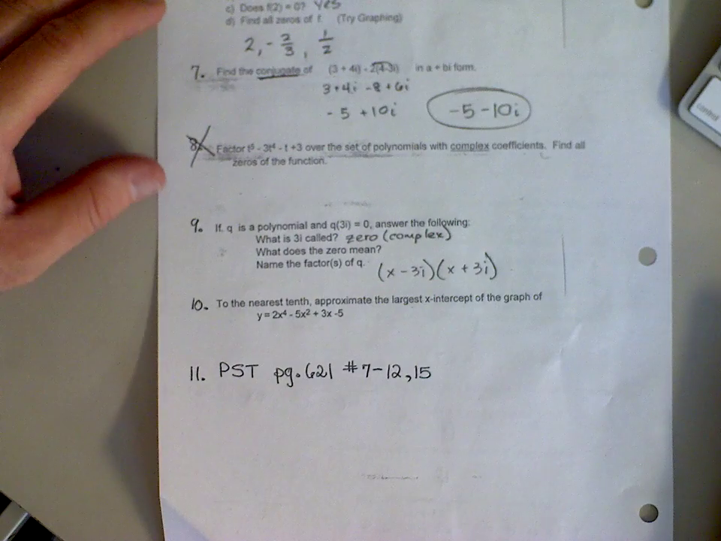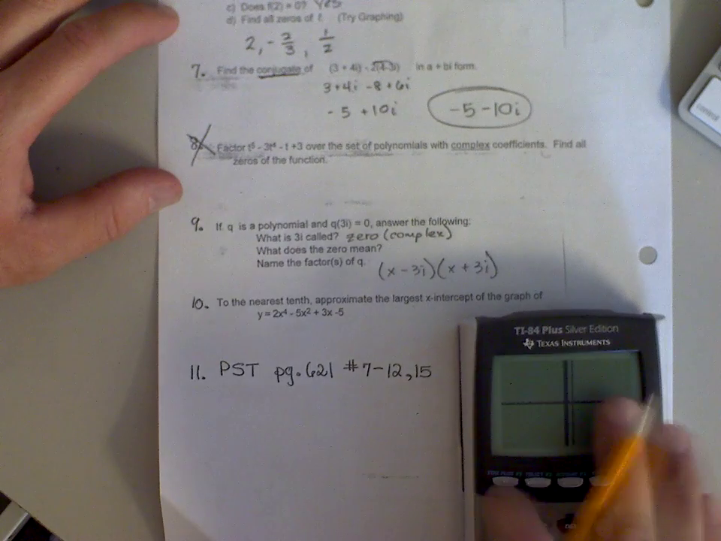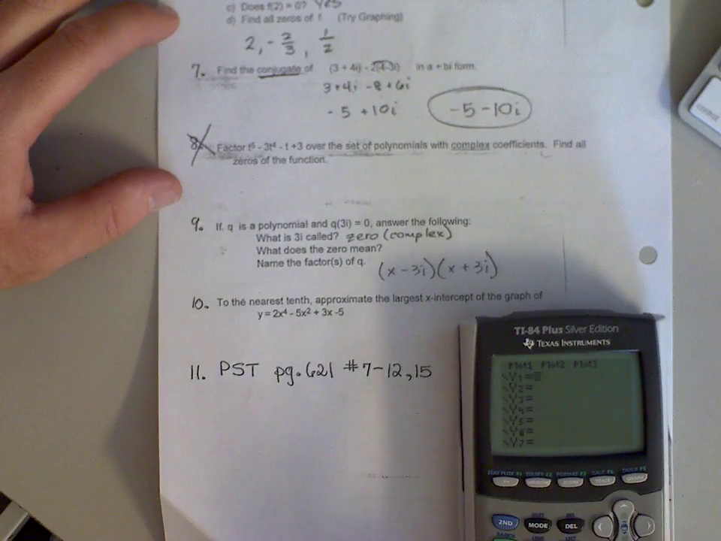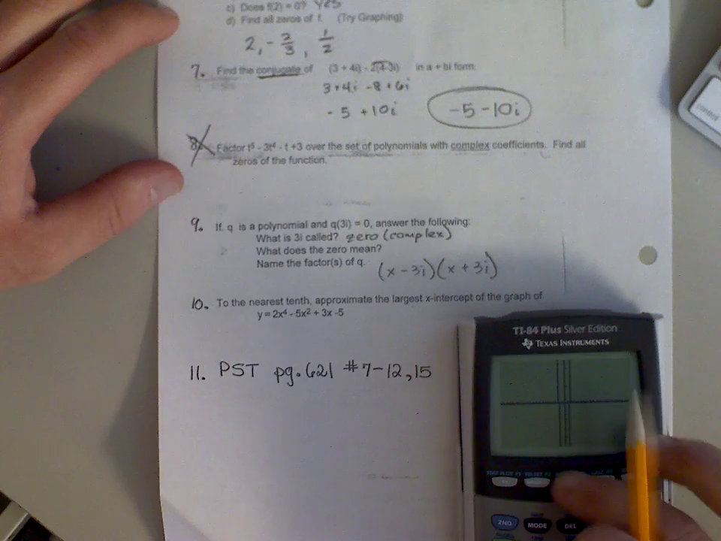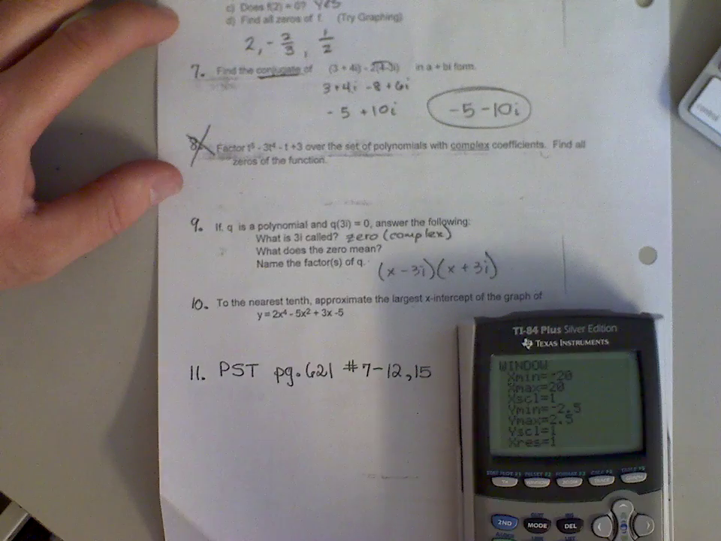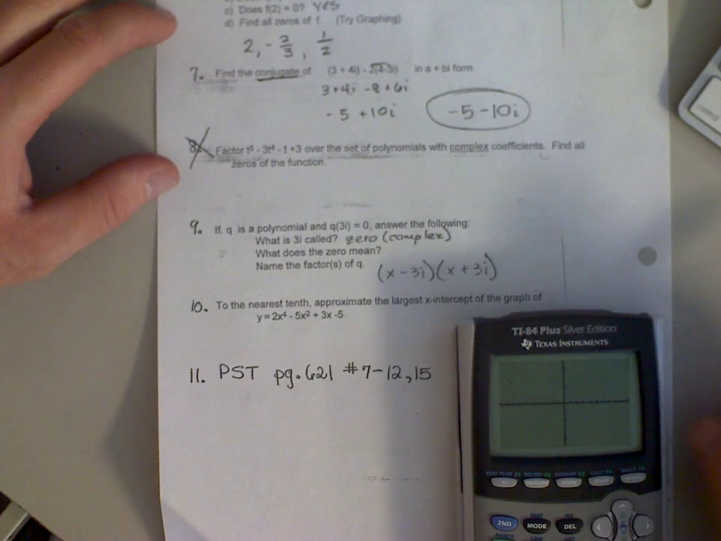For number 10, to the nearest tenth, approximate the largest x-intercept. All you need to do for that is plug this into your calculator. 2x to the fourth minus 5x squared plus 3x minus 5. And go look at the graph. I'm going to zoom in a little bit. Actually, I'm just going to set my window back from negative 10 to 10. And I'm going to graph it.